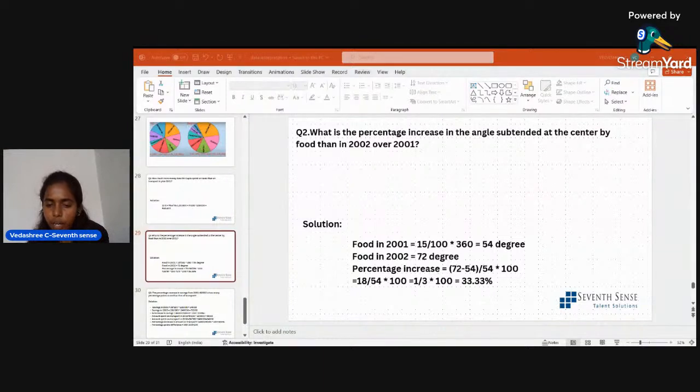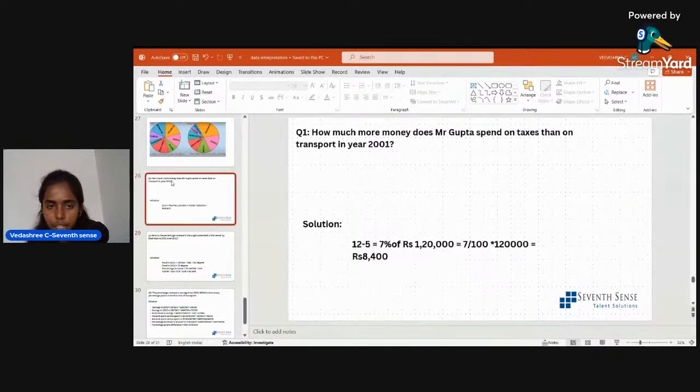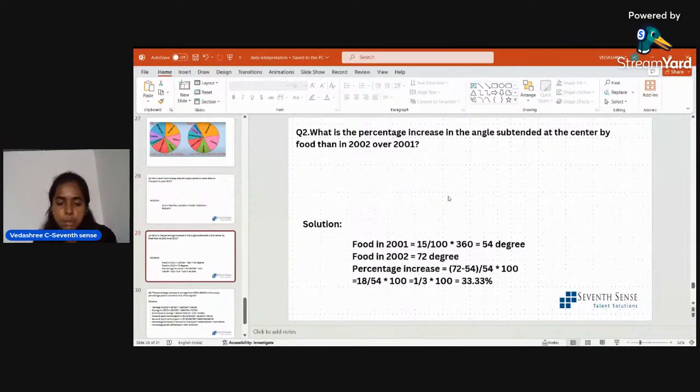33.33 percentage. Understood? Based on pie chart, we have these types of problems to calculate the percentage increase, or to calculate money, like how much more money does Mr. Gupta spend. There will be questions related to money or percentage increase, and this is not much more important.